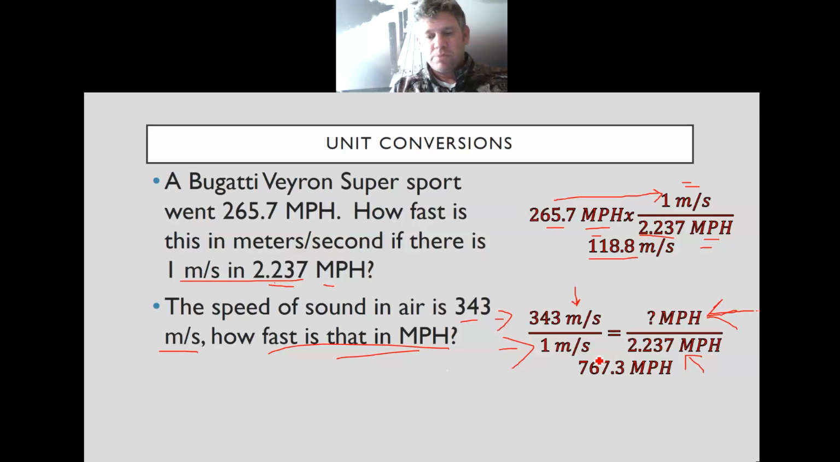So when we run this one, the difference is that now we're going to cross multiply. We're going to multiply that, and then we're going to loop this thing around and divide by the 1. That's a bad divide sign. There we go, that's better. So it'd be 343 times 2.237, and then divide that by 1. We end up seeing it's about 767 miles per hour, which is the speed of sound, also known as Mach 1.